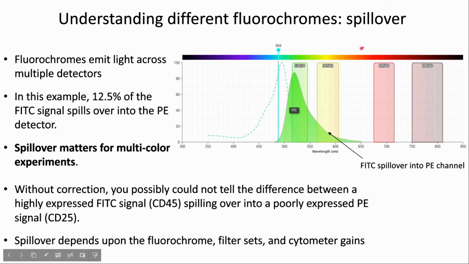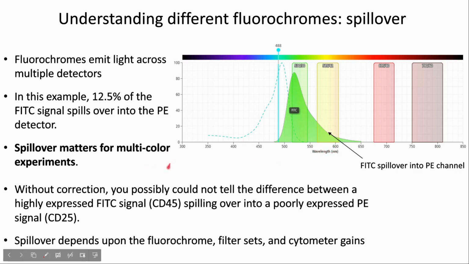This is because an inherent property of fluorochromes is that they emit light across a broad range, potentially spanning multiple detectors. In this example, FITC emits light ranging from 500 all the way out to 650 nanometers. This is well beyond the detector that FITC has and spills over into the neighboring PE detector. This is important because spillover matters for multicolor experiments.